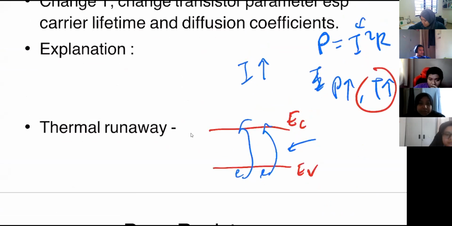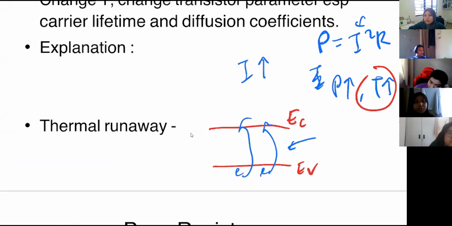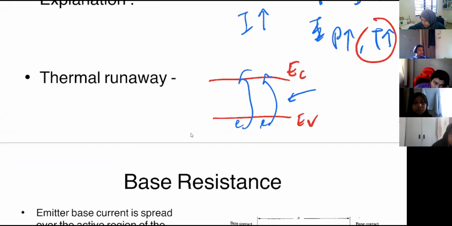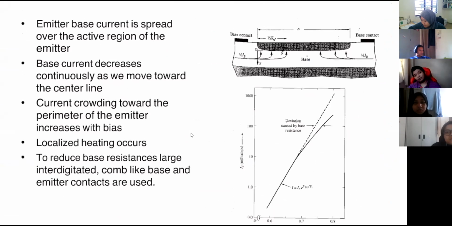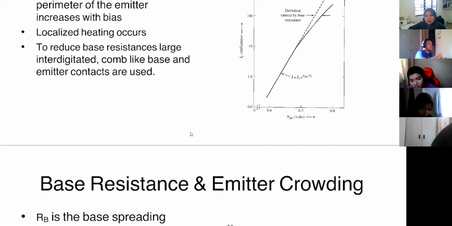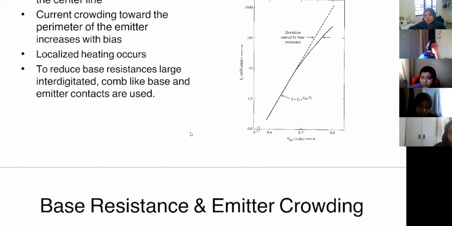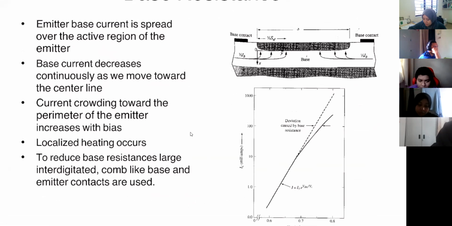Nampak dia, nampak. Okay, so we talk about thermal runaway, but for the detail drawing for the BJT, you can watch the video if you're interested. Okay, base resistance. Now we want to talk about base resistance, or the other name is emitter crowding. It's the same mechanism, but sometimes we use the name base resistance effect, sometimes we use the emitter crowding effect. If you read textbooks, they sometimes use this name or that name, but it means the same.